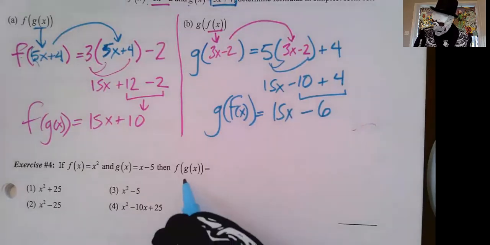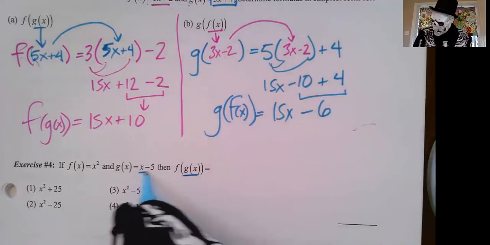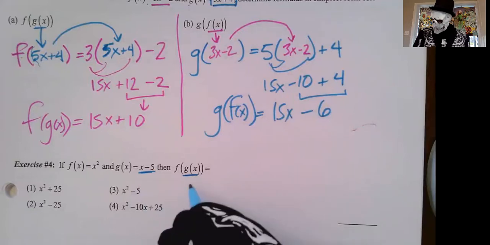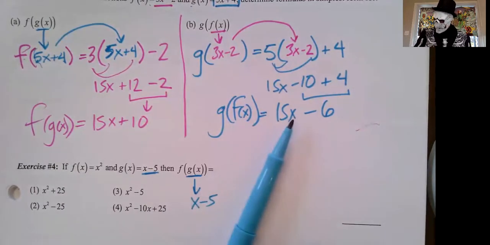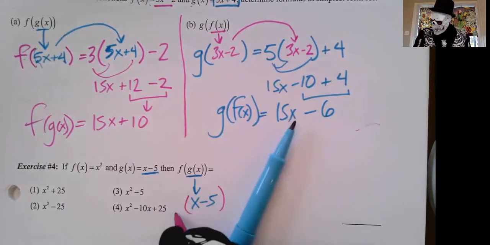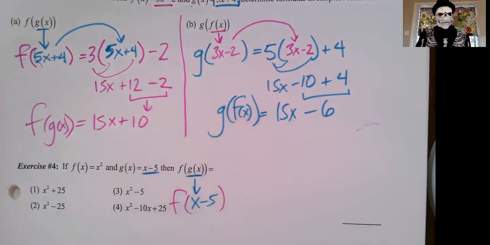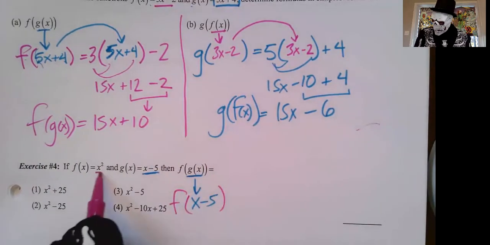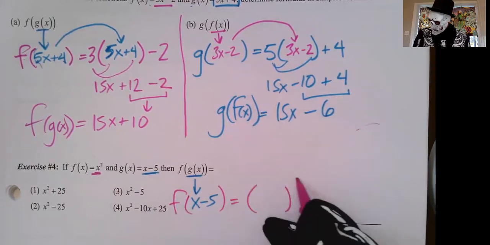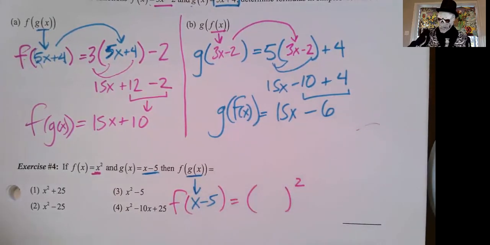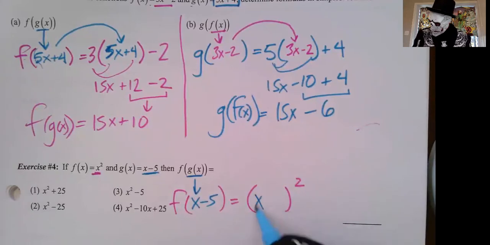So again, we're starting from the inside, g of x. That is that x minus 5. So I'm going to rewrite the x minus 5 here. There will be the parentheses around the outside of it. And we're going to be doing the f. So f of x minus 5. Now f of x is x squared. So that's going to be parentheses squared. And inside this parentheses, it's going to be x minus 5.